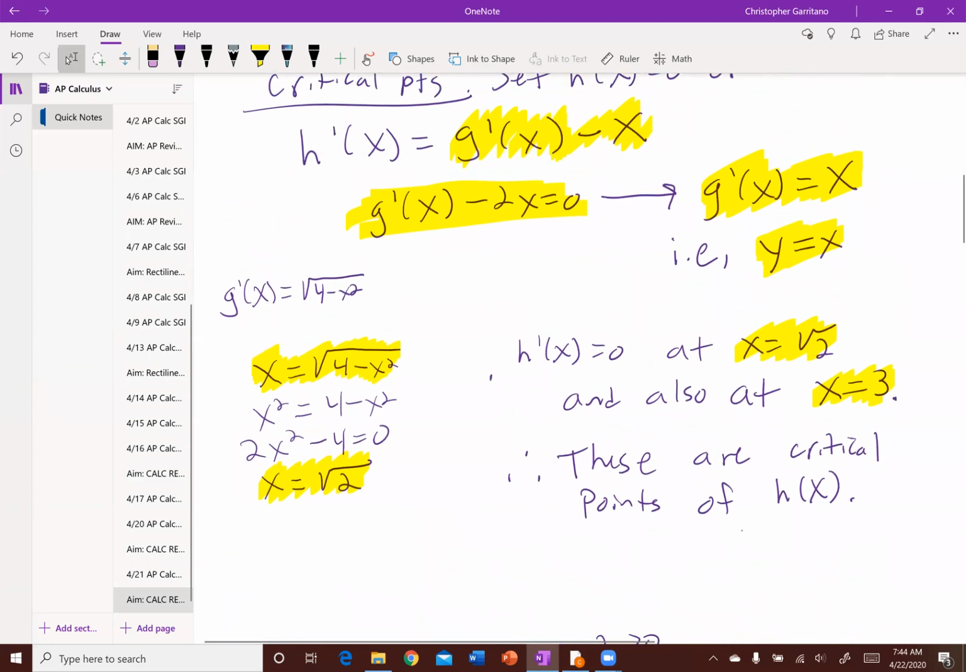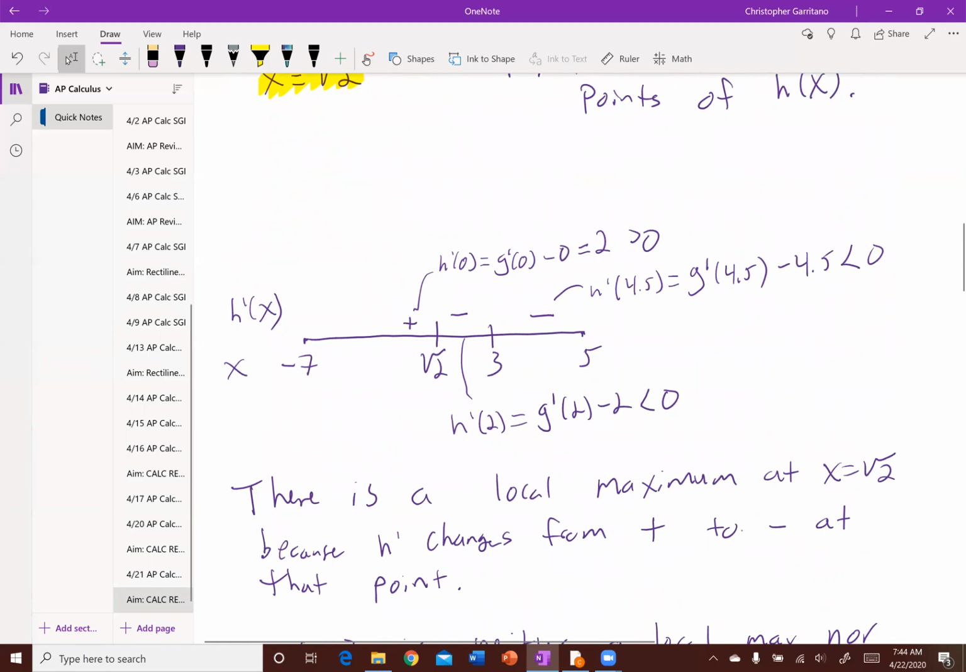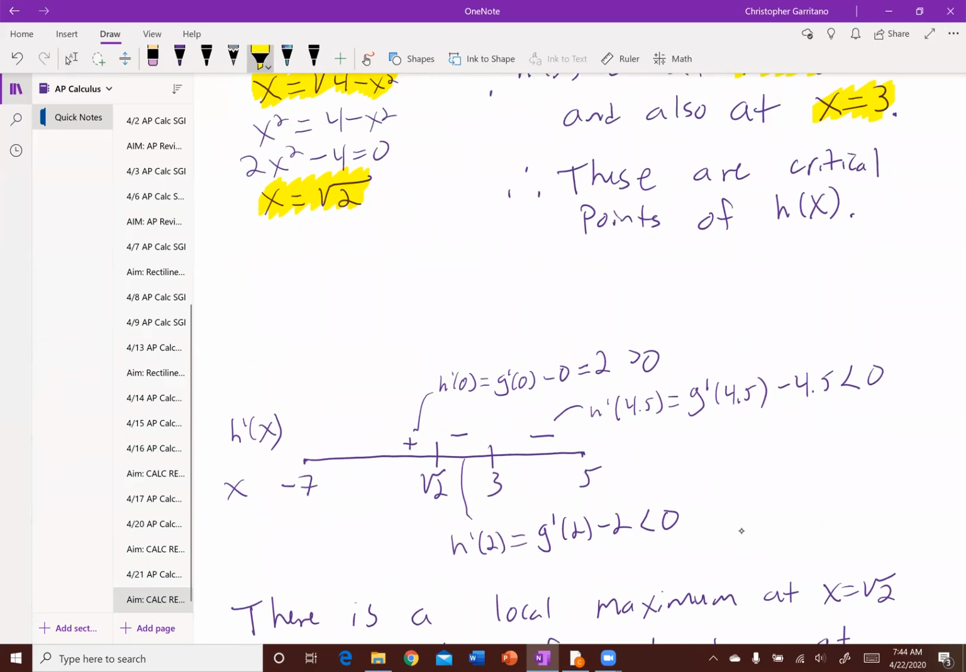Now, to determine if they're local max or min or neither, we need to use the first derivative test. And so what I like to do is set up a number line. Of course, my x endpoints are -7 and 5. I basically place my critical points on this number line, and then I just go ahead and choose a value to the left and right of each critical point and evaluate the derivative at these points. So starting with radical 2, I chose x equals 0. And so I evaluated the derivative at 0. And really all I'm looking for is what's the sign of the derivative, meaning positive or negative.